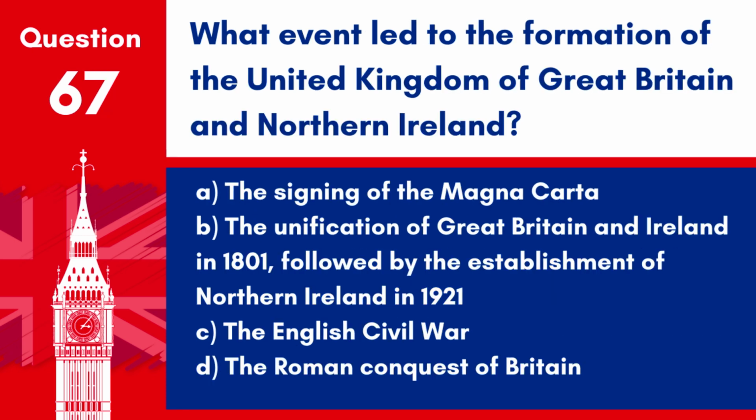Question 67. What event led to the formation of the United Kingdom of Great Britain and Northern Ireland? A. The signing of the Magna Carta. B. The unification of Great Britain and Ireland in 1801, followed by the establishment of Northern Ireland in 1921. C. The English Civil War. D. The Roman conquest of Britain.